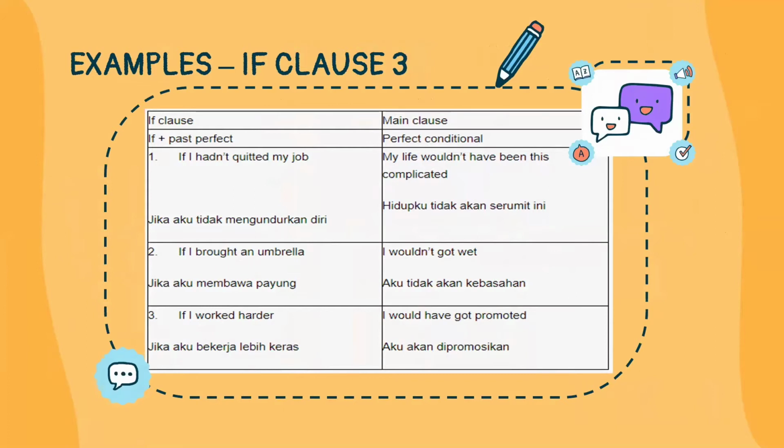If I had brought an umbrella, jika aku membawa payung, I wouldn't have gotten wet. Aku tidak akan kebasahan. If I had worked harder, jika aku bekerja lebih keras, I would have got promoted. Aku akan dipromosikan. Okay. Next.